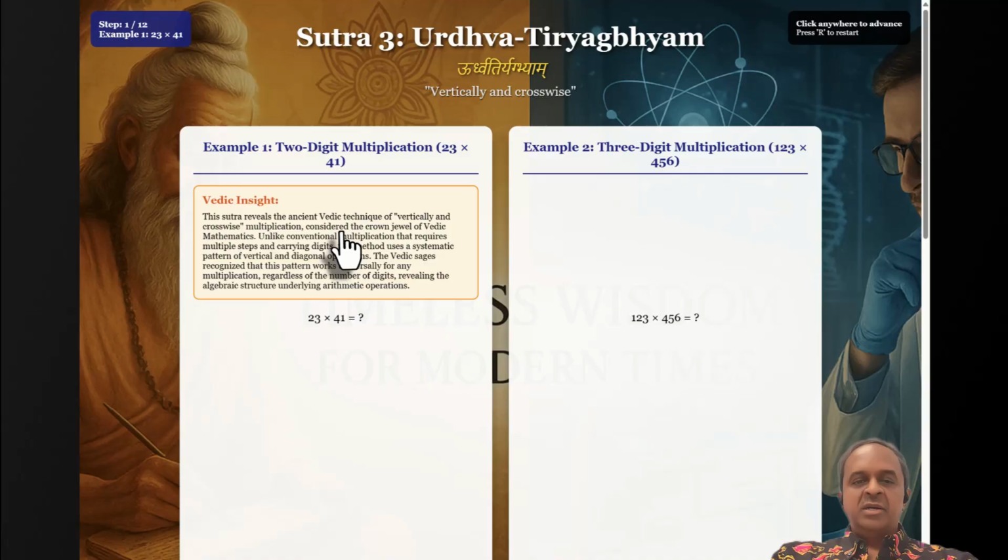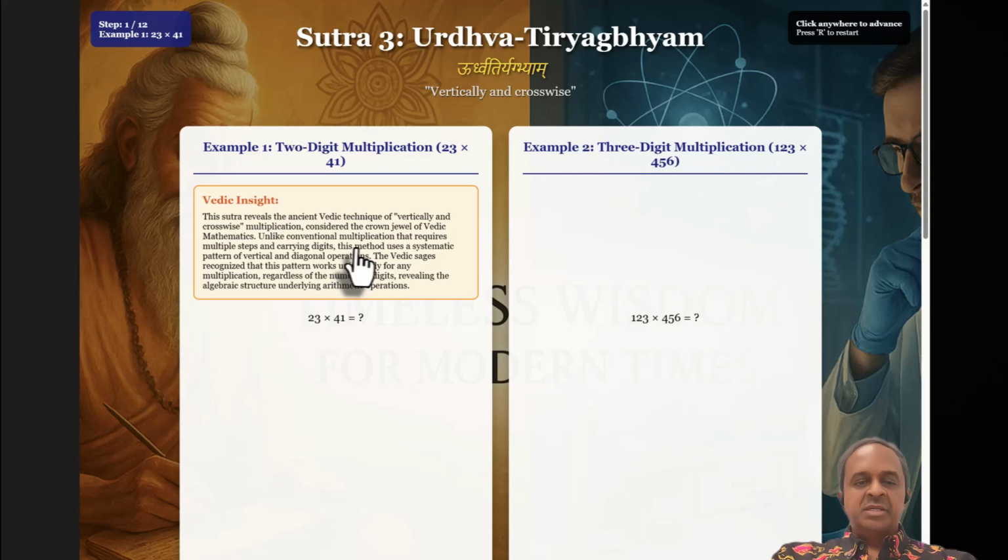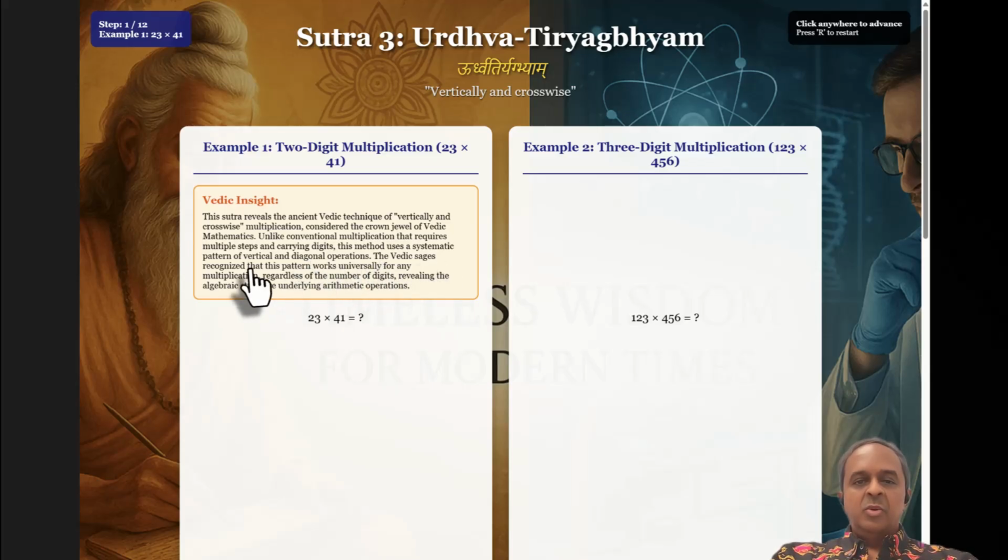It's considered the crown jewel of Vedic mathematics. Unlike conventional multiplications that require multiple steps and carrying digits, this method uses a systematic pattern of vertical and diagonal operations. The Vedic sages recognized that this pattern works universally for any multiplication, regardless of the number of digits, revealing the algebraic structure underlying arithmetic operations.